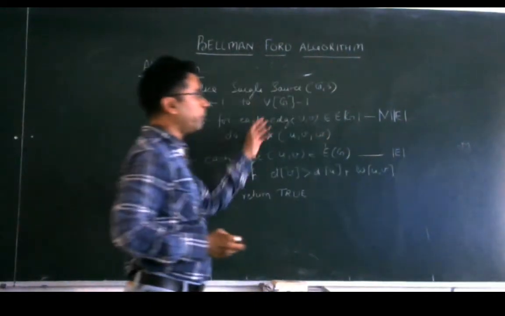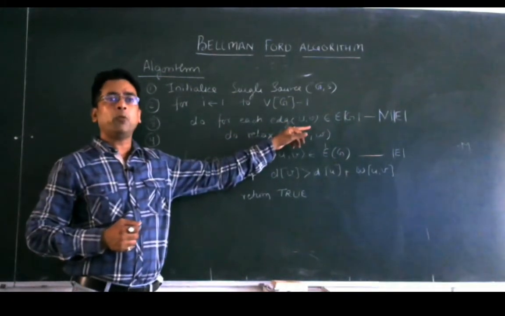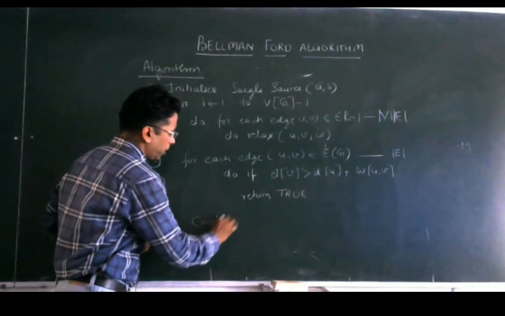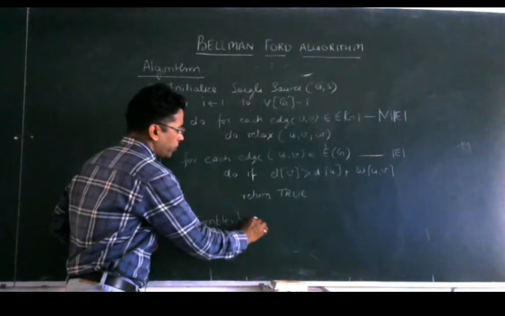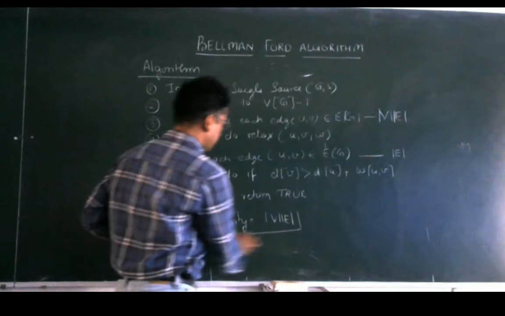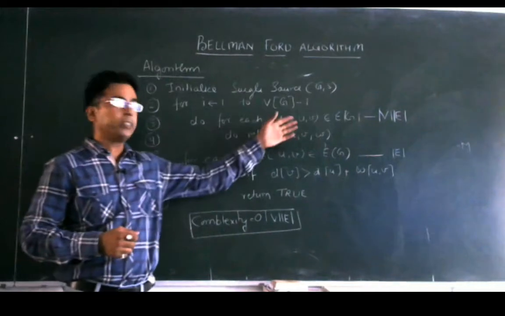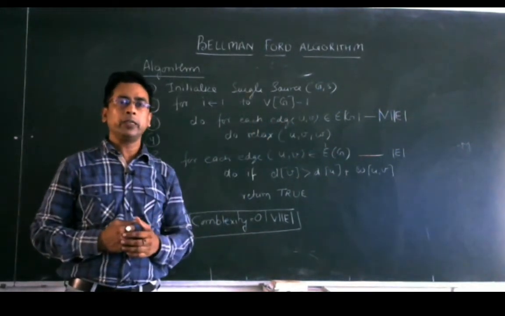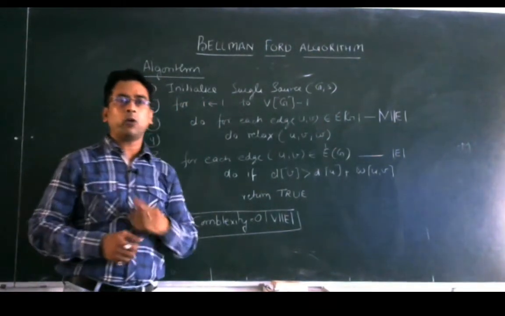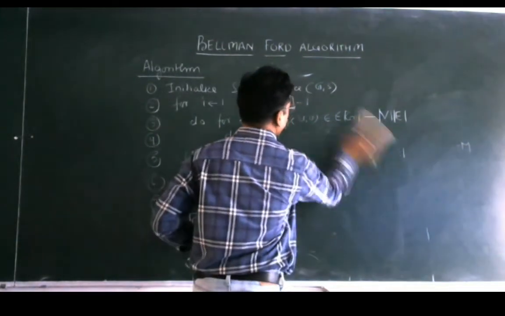So definitely the complexity of this algorithm will depend upon |V| into |E|, which is definitely greater than |E|. So overall complexity would be equal to O of |V| into |E| in this case, because this is the predominant term and the complexity will depend upon this. Now I am going to take an example. I am going to draw a graph with the help of which I shall explain.